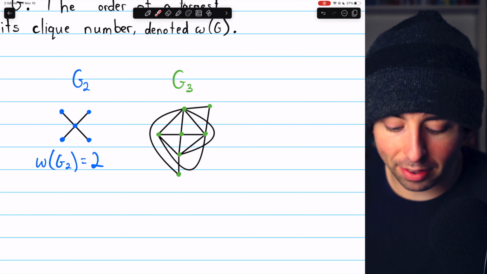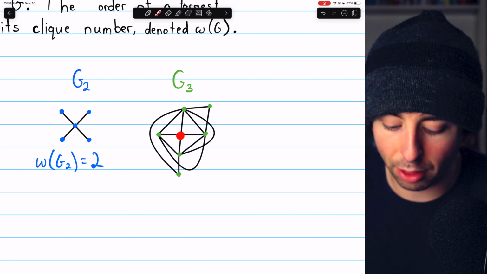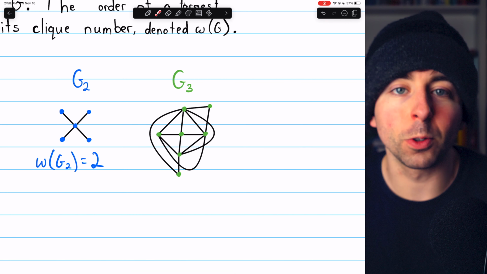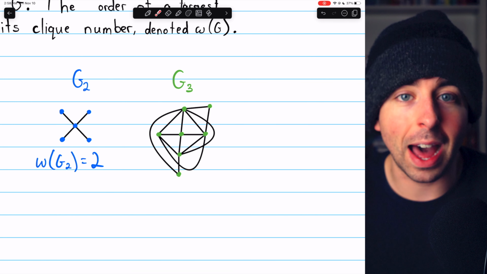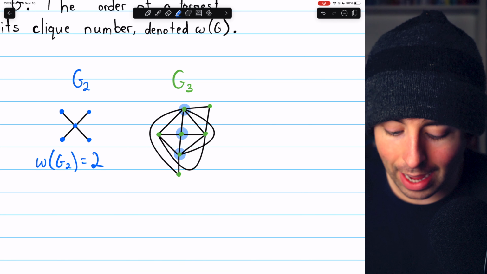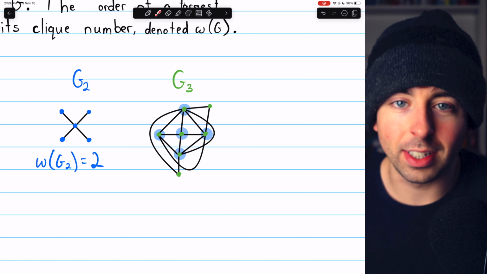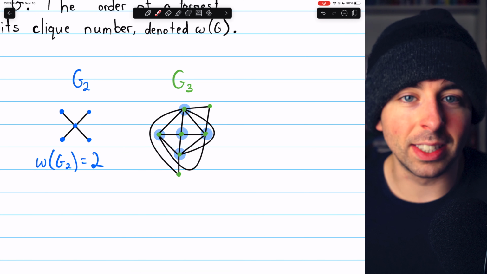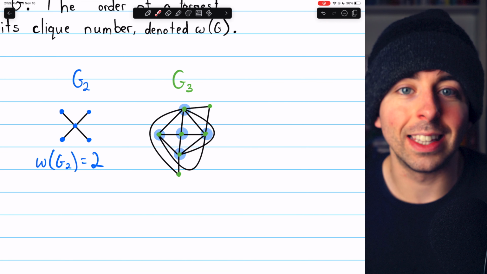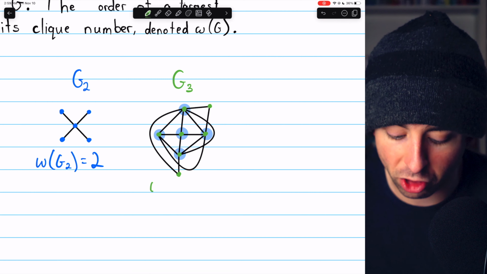G3 is a much messier graph. We can certainly see that the clique number has to be at least 3 because there are several triangles here. But upon closer inspection, we can find the clique number is actually 5. All 5 of these highlighted vertices are adjacent to each other, and the remaining 2 vertices are not adjacent to all of the other vertices. So indeed, 5 is the order of the largest clique in this graph. So 5 is the clique number of G3.